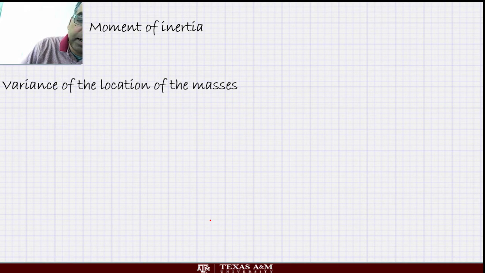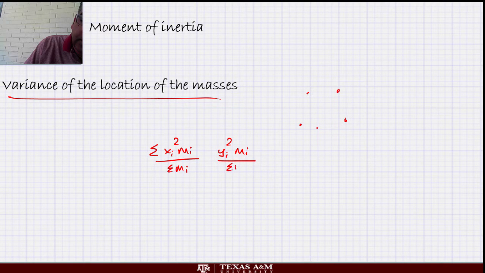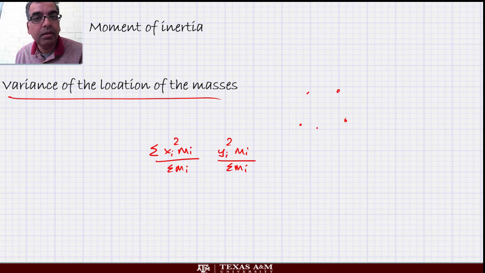Okay, so in this particular case, moment of inertia: if I have a bunch of masses around here, moment of inertia is the variance of the location of the masses. So roughly speaking, I am going to compute xi squared mi divided by summation of mi, yi squared mi divided by summation of mi, and so on. Okay, so that's how I compute moments of inertia. Instead of doing xi mi, I'm going to do xi squared mi. In terms of computations, calculus, everything, I'll just have a little bit more complicated integration, but no big deal.